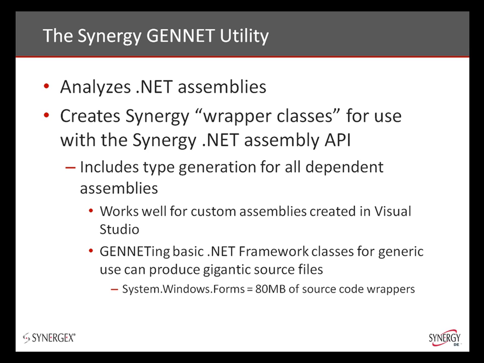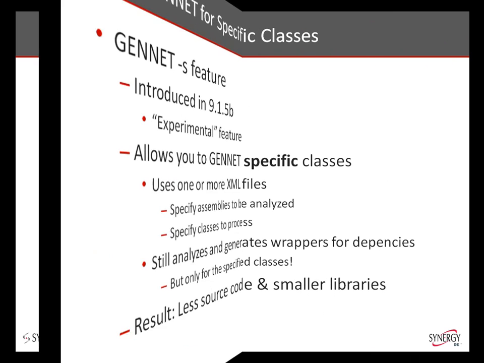However, if you want to directly drive classes, say from the .NET framework, and use GENNET to generate Synergy wrappers for some of the assemblies in the framework, the amount of code that gets generated for all of the classes in a framework assembly and the classes that may be required from other dependent assemblies can be absolutely enormous. For example, if you generate using GENNET wrappers for one .NET framework assembly, System.Windows.Forms, around 80 megabytes of source code is generated, and you don't even want to know how big the resulting object libraries and ELBs are. Trust me, it's not a good approach.